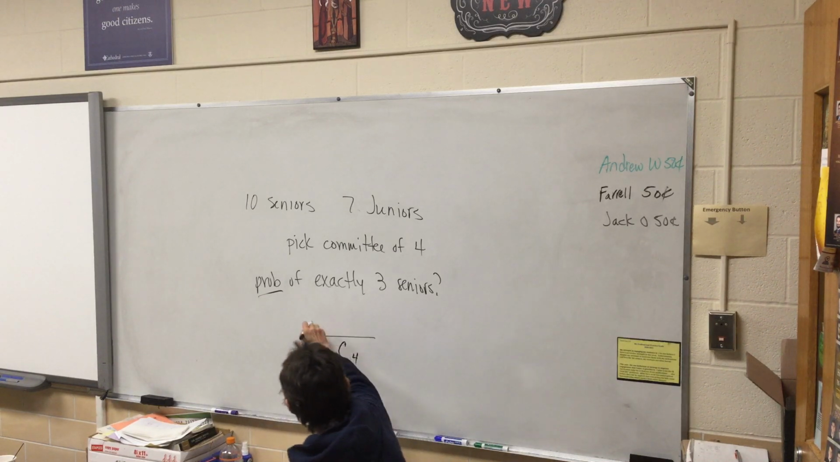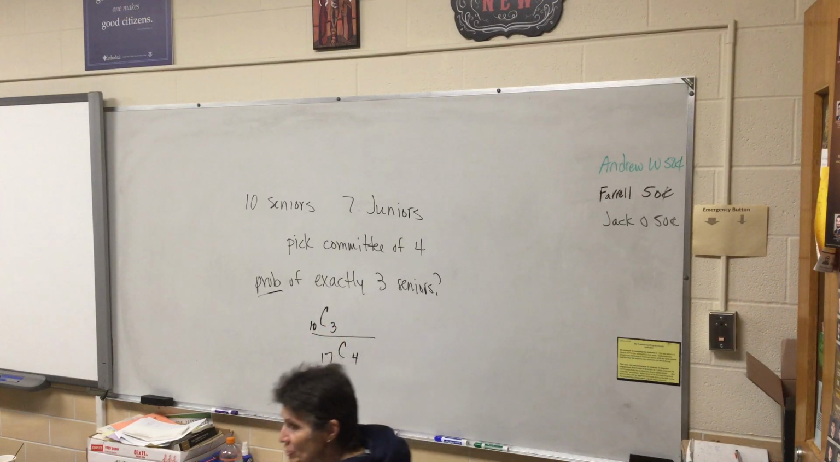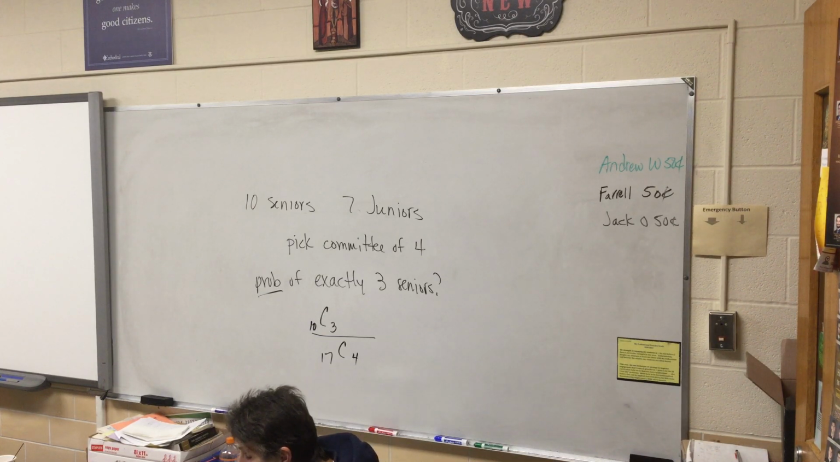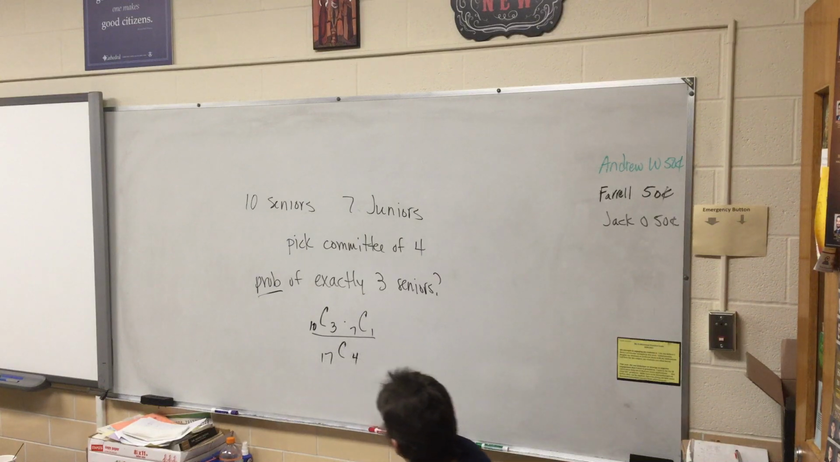10C3. 10C3 is a perfect start. That's only a start though. What's missing? It's a great start, perfect. But there's something missing. What's missing? We need 4 instead of 3. I need 4 total. So 3 of them are seniors. What's the other one? 7C1. Exactly. The other one is a junior, 7C1.